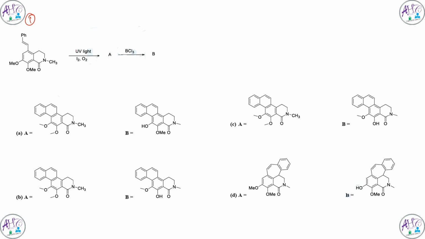So what have they given? If you see, they have given your reactant and they are telling us to find the products A and B. The first one is basically UV light and iodine in the presence of oxygen. So this is basically your light reaction. They have given UV light.